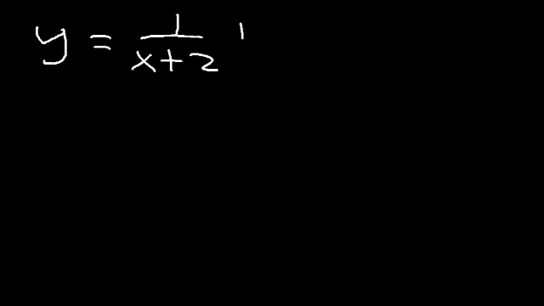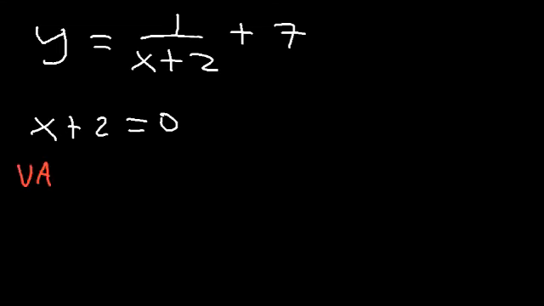Consider this function. y is equal to 1 over x plus 2, plus 7. So what is the vertical asymptote for this function? To find it, just like before, we're going to set the denominator equal to 0. So therefore, the vertical asymptote, if you subtract 2 from both sides, you'll see that it's x is equal to negative 2. Now what about the horizontal asymptote?